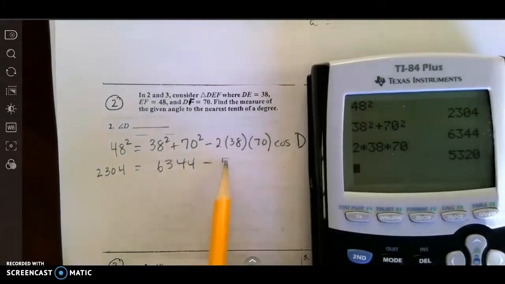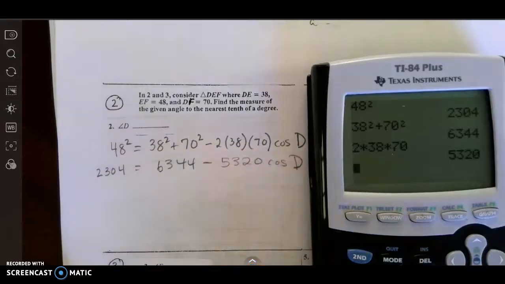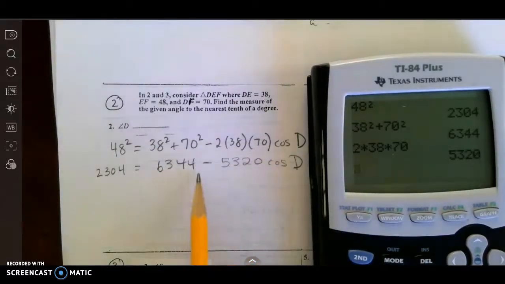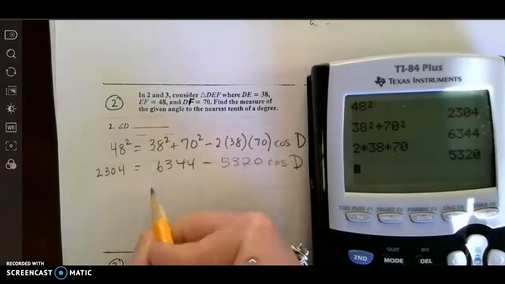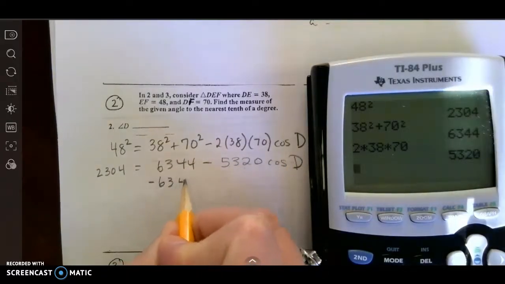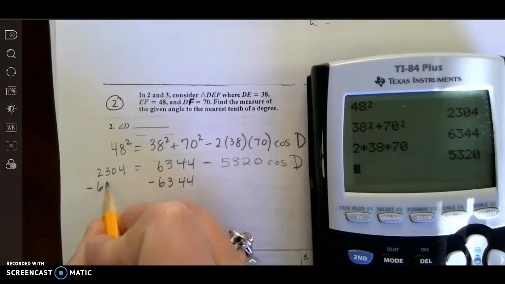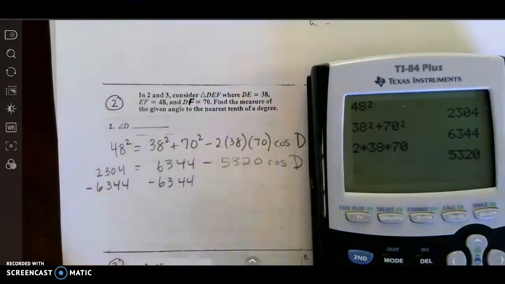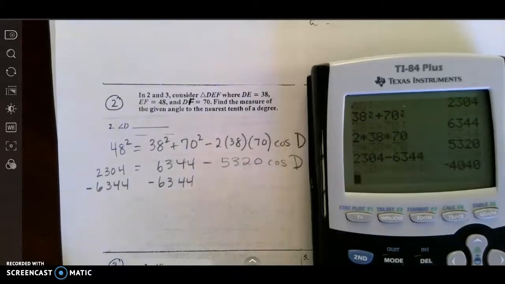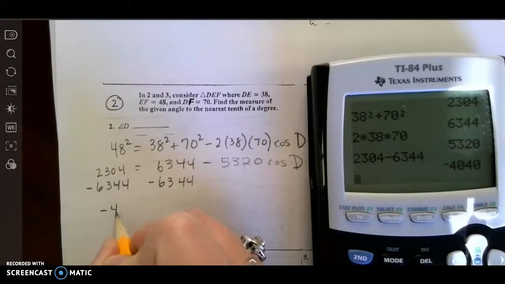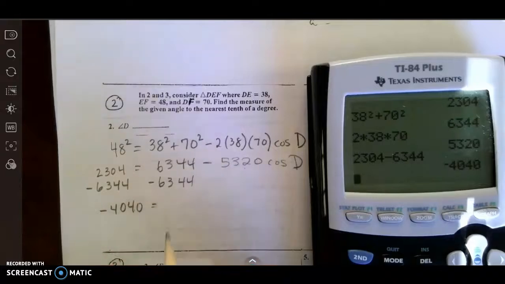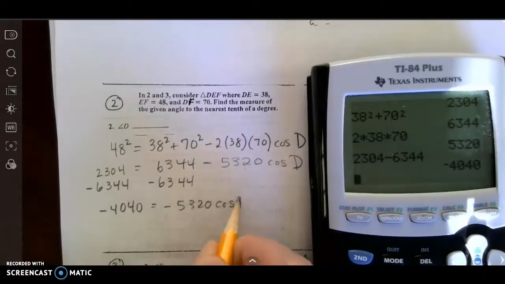And I get 5,320 cosine of D. And remember, you cannot subtract these because this is attached to that cosine of D. So I have to subtract the 6,344 from each side. Then I get negative 4,040 equals negative 5,320 cosine of D.